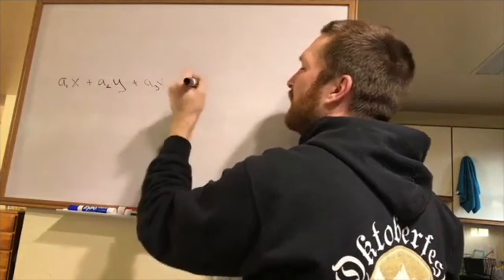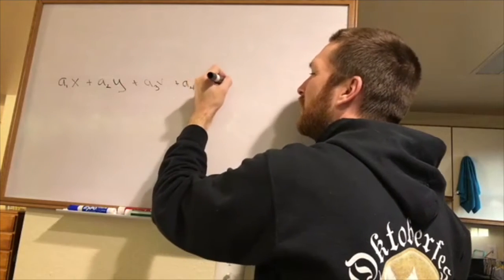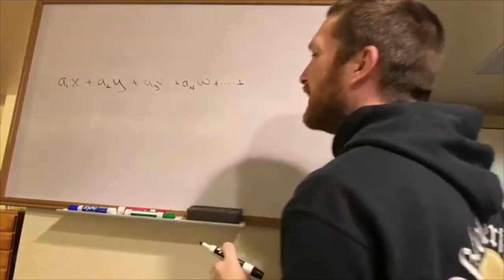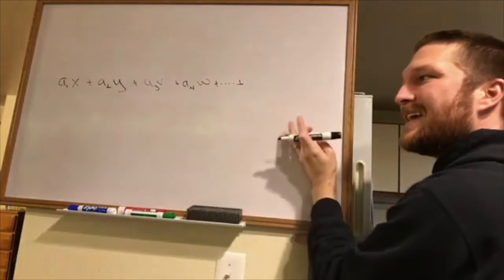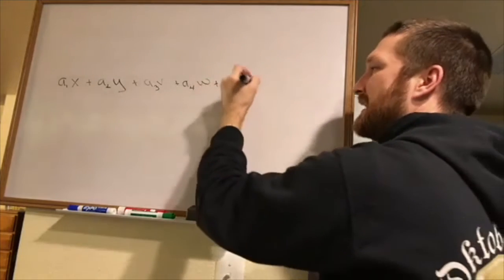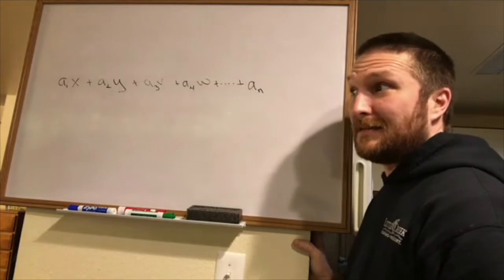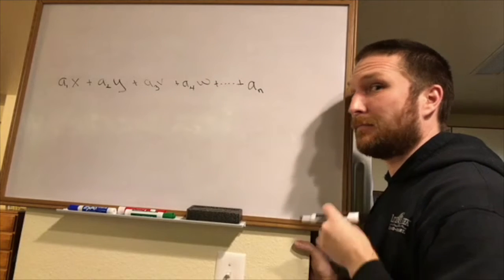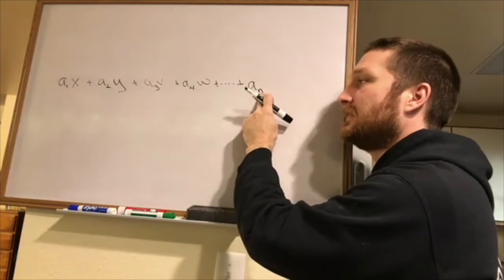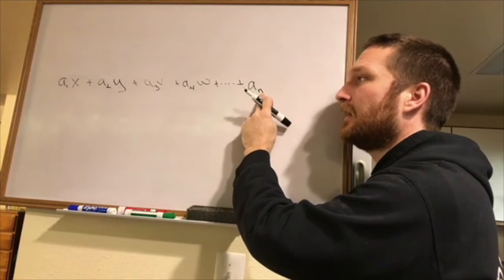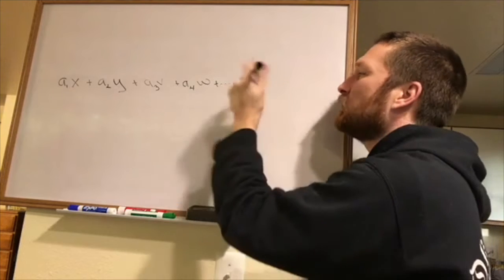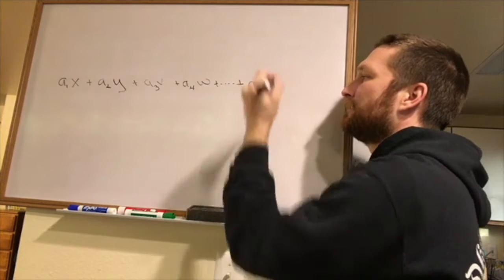A4 gets paired with some other letter, how about W? And we go on and we keep using all these different letters until we get to the very end and we have our last one, the nth one. Maybe n is 100, maybe it's a billion, but that's the last one. There are n of them. And with that last one, we're going to call it Z.